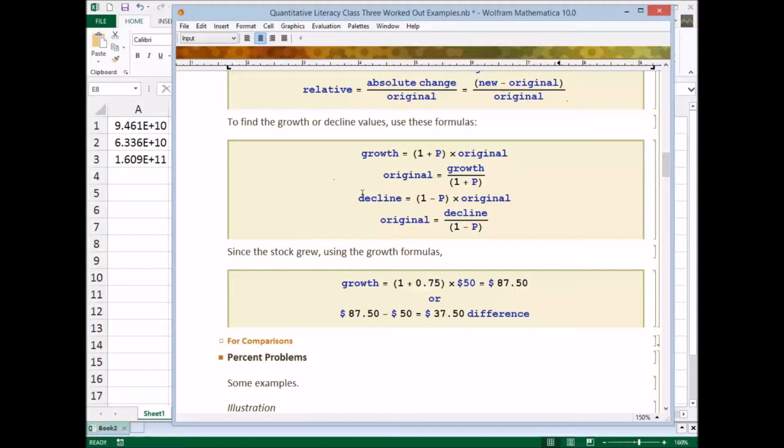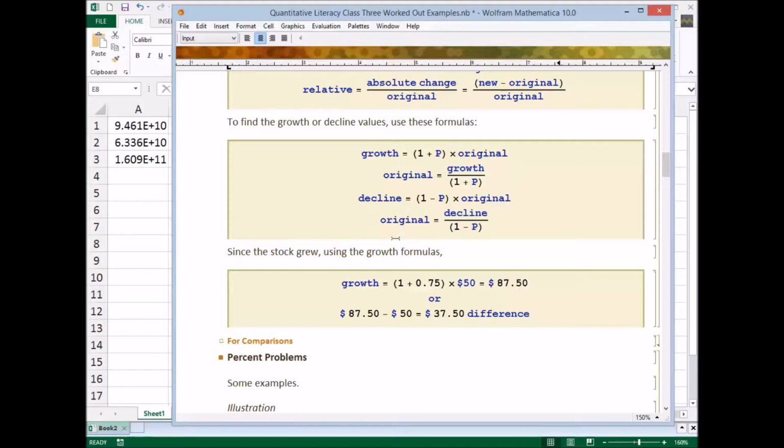Similarly, for the decline, the formula is 1 minus p times the original. To figure out the original if you have the decline value, it's going to be the decline value divided by 1 minus p. So since the stock grew, let's use the growth formula to figure out the end value.